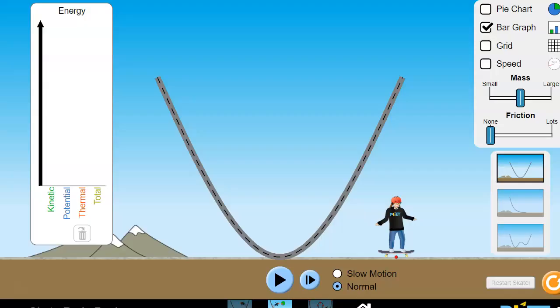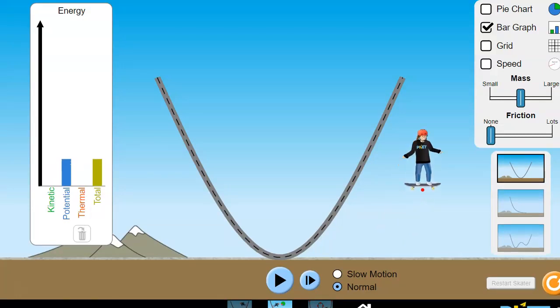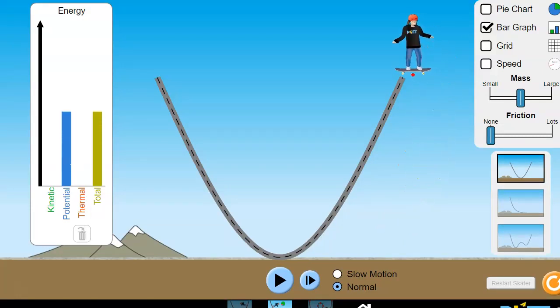So let's take a look at the skater. Right now the system has zero energy. So how do we add energy to the system? I can come along and provide a non-conservative force and lift the skater up. Now the skater has a certain amount of potential energy. I have friction turned off, so I'm going to let the skater go.